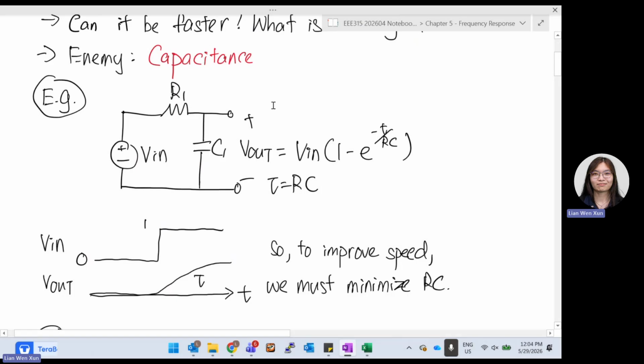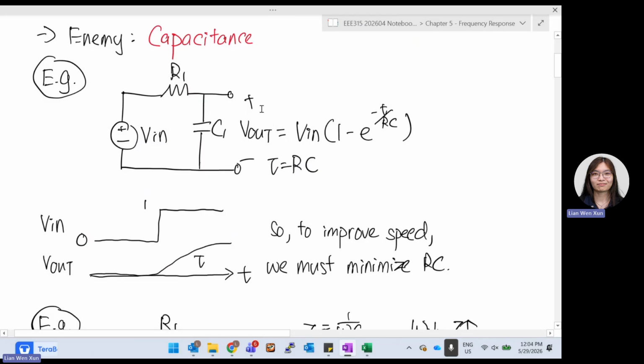For example, if we have a very simple circuit, just an RC network, we have our Vin, and we want to measure the output at this capacitor. Vout is equal to Vin times 1 minus exponential of negative t over RC, where RC is equal to tau. Because of this capacitance, Vout will only slowly go up.